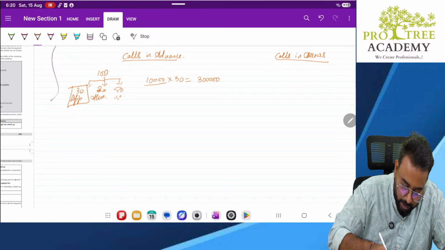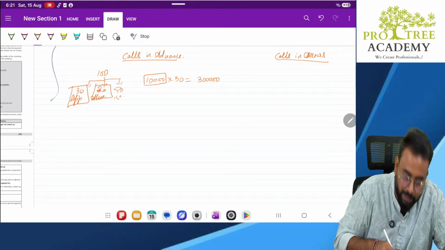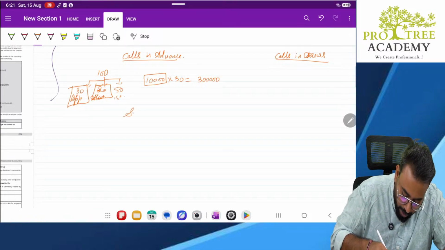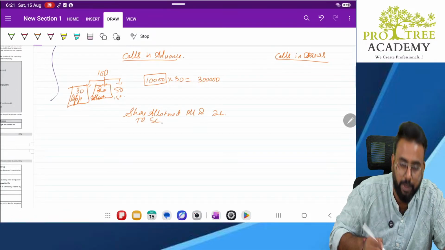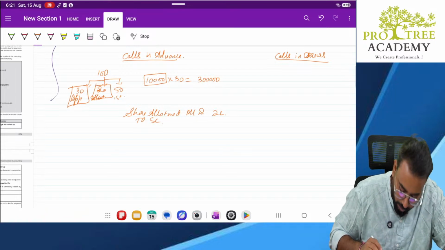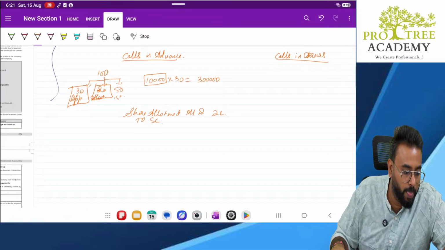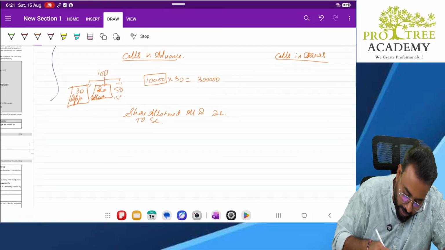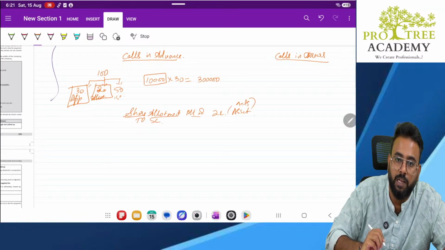I allotted shares to whoever has applied. The moment I allot, this 20 rupees becomes due. That is why we pass an entry: share allotment account debit 2 lakhs to equity share capital. When the 2 lakh rupees becomes due on allotment, we pass this entry. So what is this share allotment account? This acts like an asset account because it is a receivable. Correct?